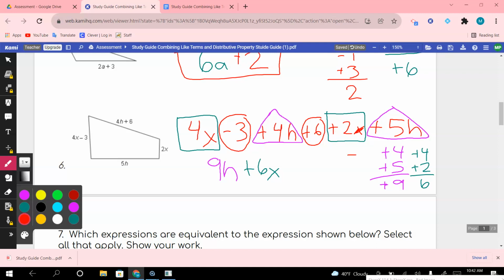And then finally our constants are numbers without variables, so we have negative 3, positive 6. They have different signs, so we're going to subtract. 6 minus 3 is 3. Keep the sign of the greater absolute value, so it is going to be a plus 3. Okay, we had 3 different shapes. We have 3 different terms. None of them are like terms, so I can't do anything more. And this is my answer.